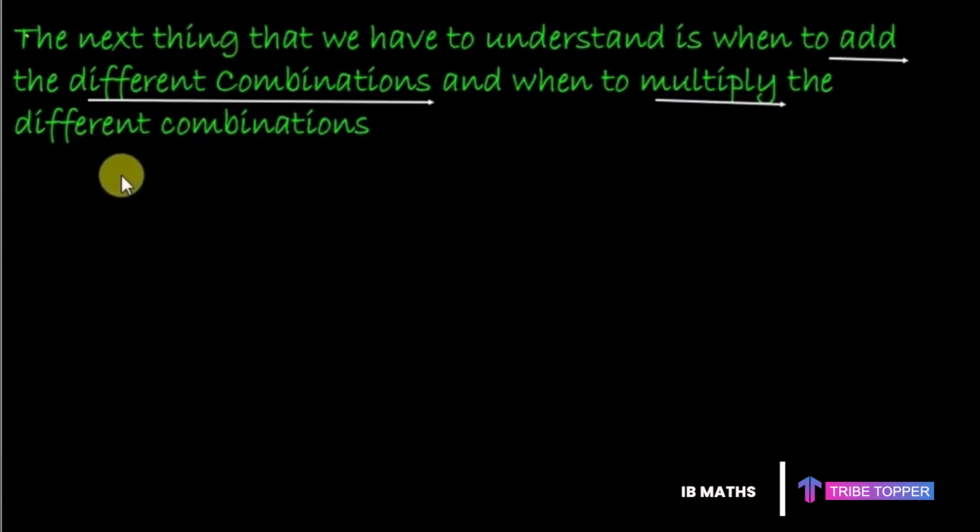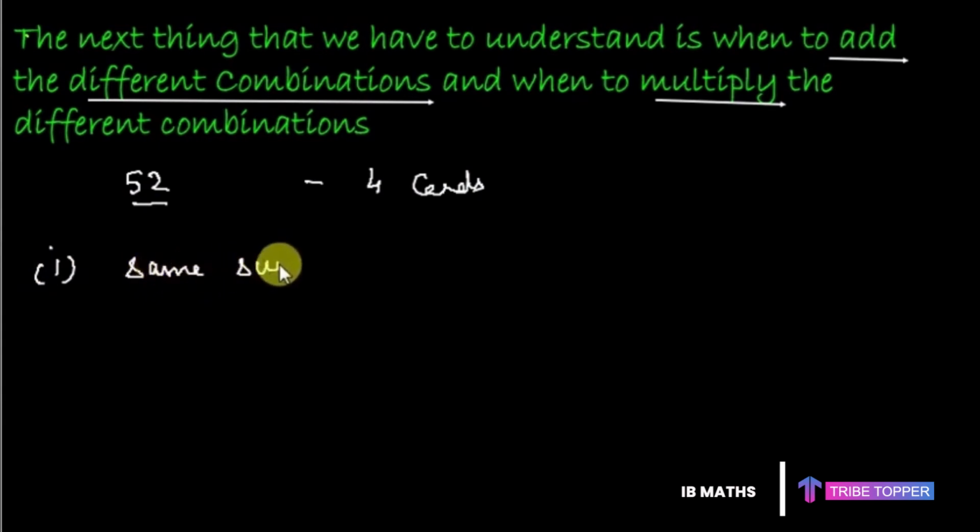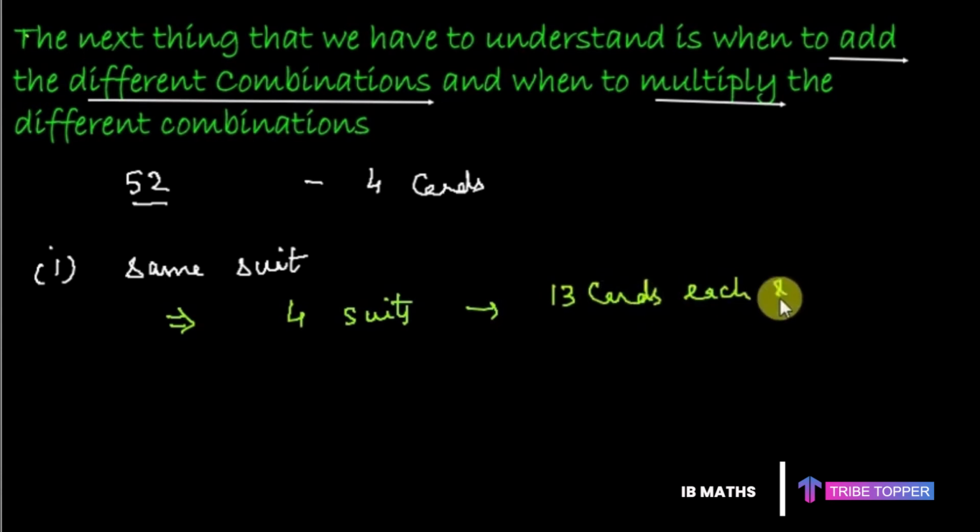Say from a deck of 52 cards, you want to select 4 cards. Now in the first case, the first condition is that all cards should be of the same suit. When they say all cards should be of the same suit, what are you going to do? We know that there are 4 suits and there are 13 cards of each suit.